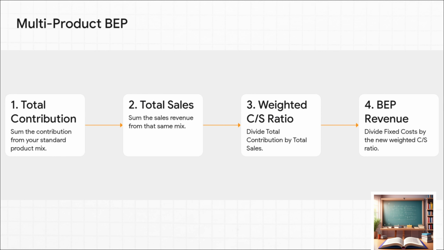Now, I know that sounds complicated, but the idea is actually pretty simple. Imagine that bundle of 2 coffees and 1 pastry. We'd figure out the total contribution from that whole bundle and divide it by the total selling price of that bundle. That gives us a new blended CM ratio for the business as a whole. Then we just use that new ratio to find the total sales dollars we need to hit to break even.